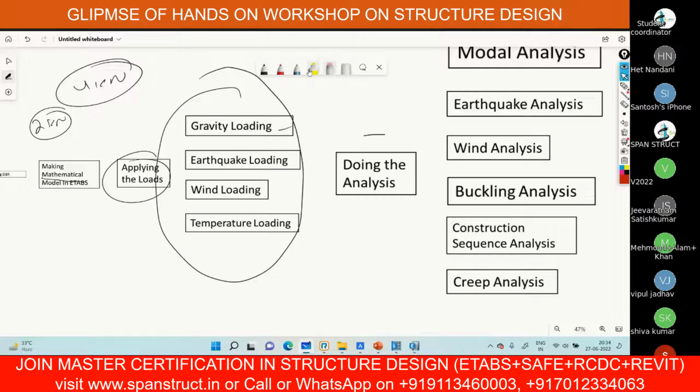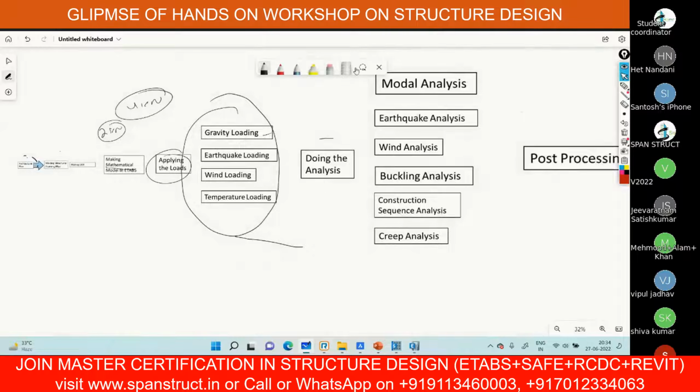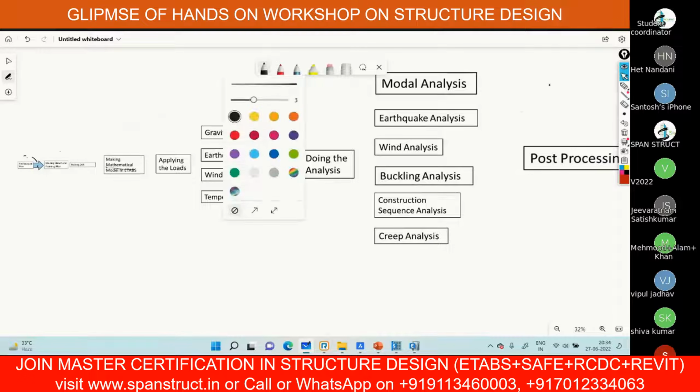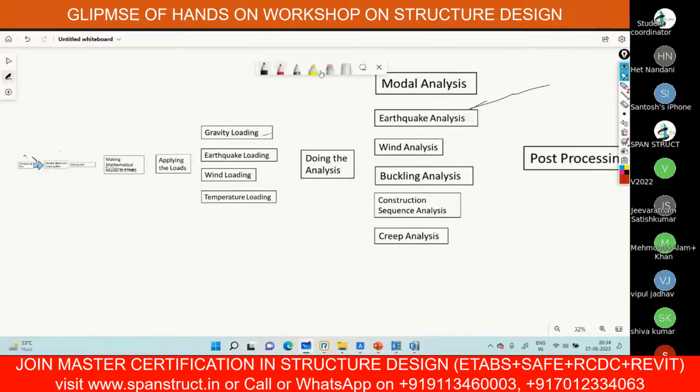Now next is doing analysis. You have applied the structure loading. After applying the structure loading, we have to perform some analysis here. The analysis which you are going to perform first of all is the modal analysis.